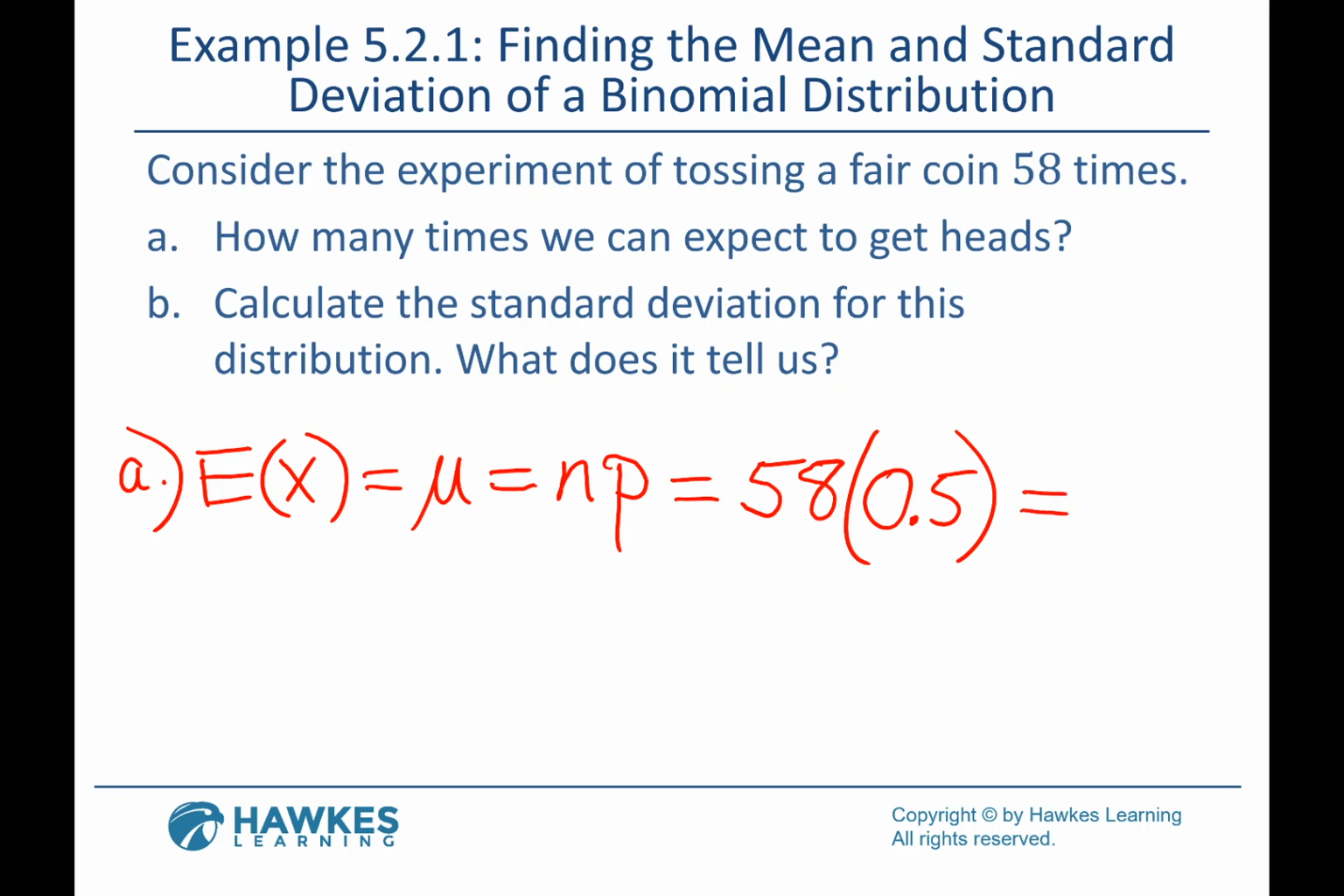So what was that? 29. 0.5 times 58. That's it on that one. Our expected value: if we flip a fair coin 58 times, we would expect to get about 29 heads.